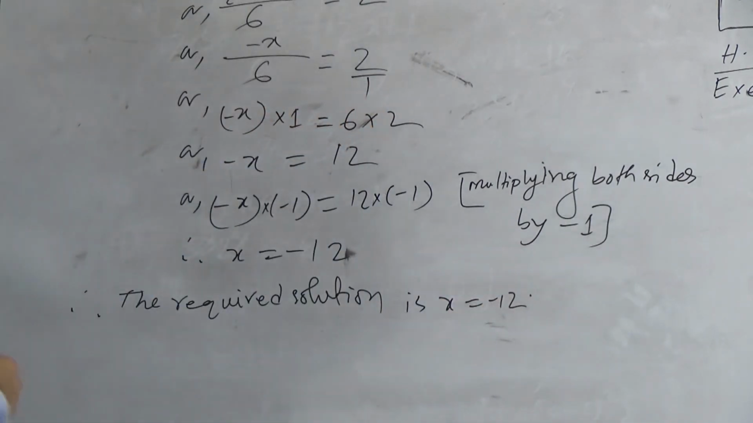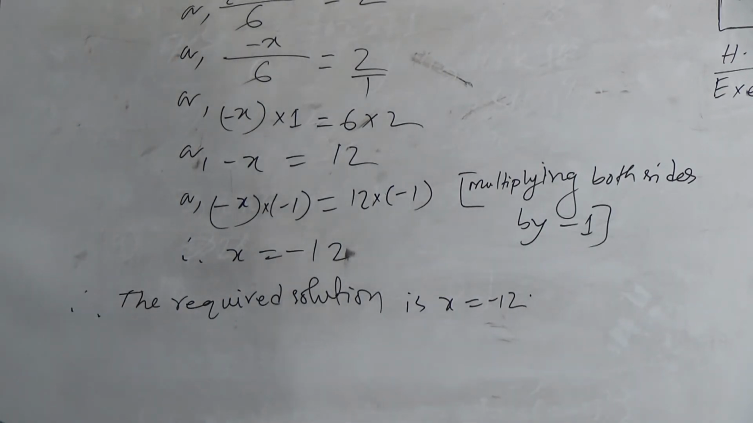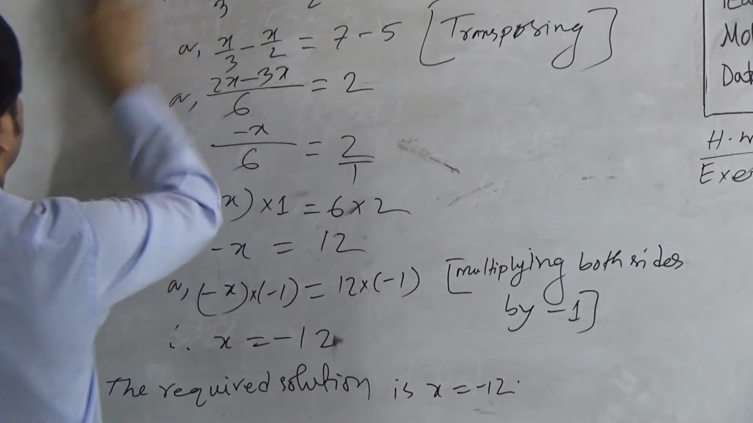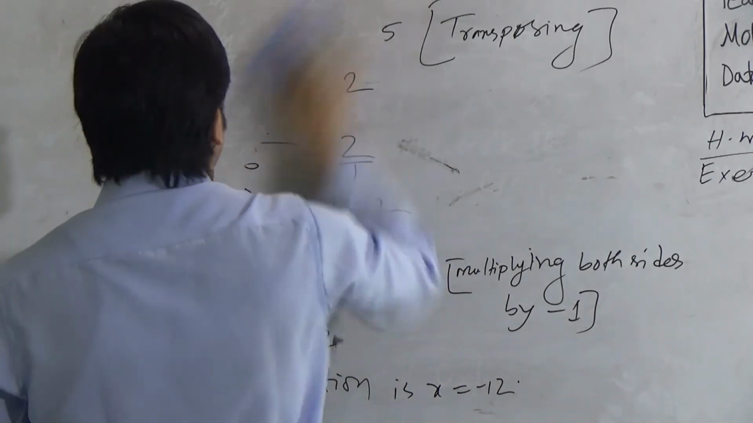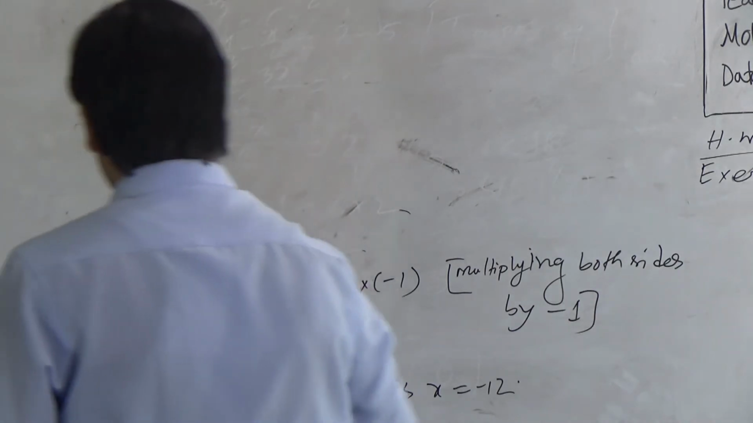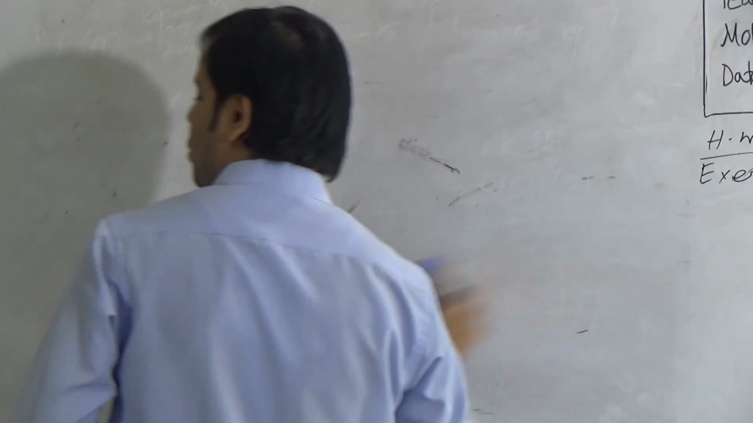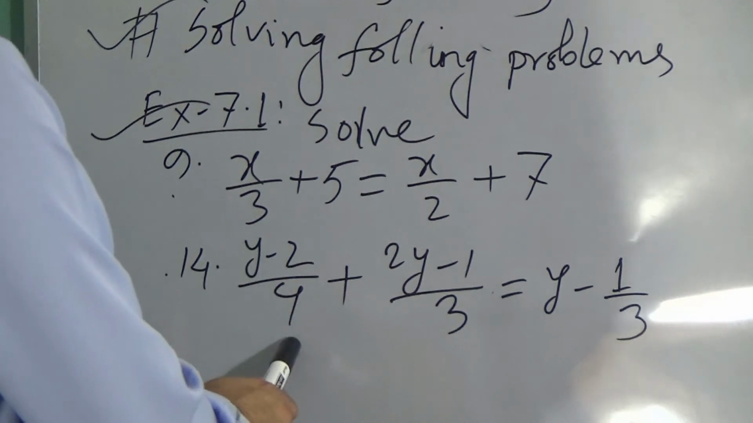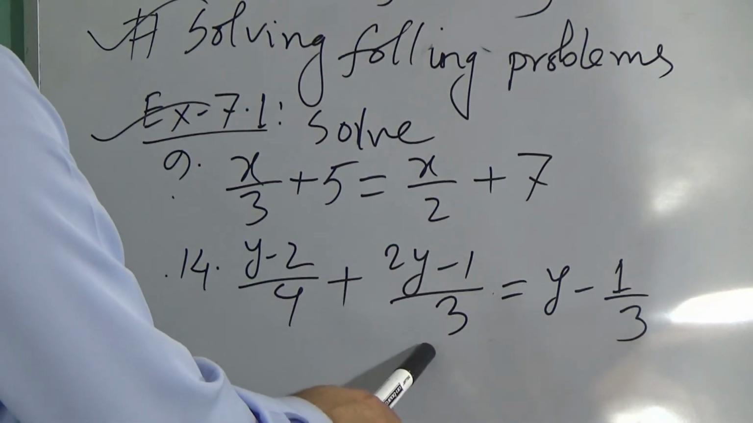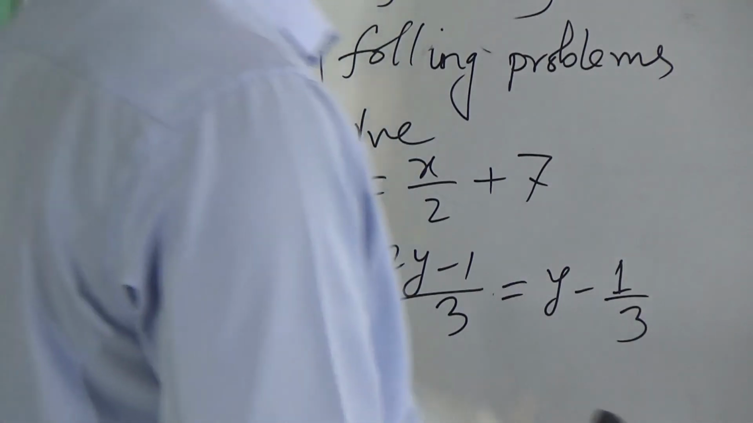So we have done question 9. Now I will solve question 14. Dear students, I hope you have understood the solution of question 9. What is question 14? Question 14 is y minus 2 by 4 plus 2y minus 1 by 3 is equal to y minus 1 by 3. So we can write here question 14 solution.